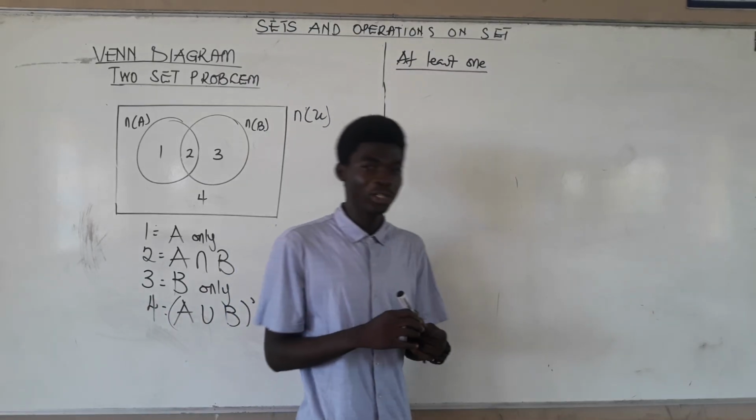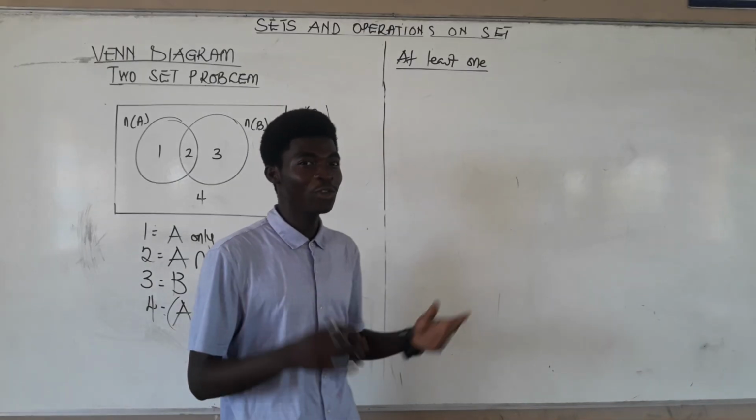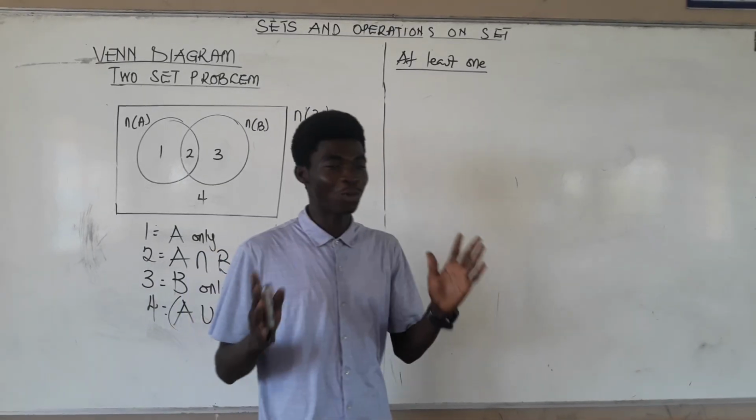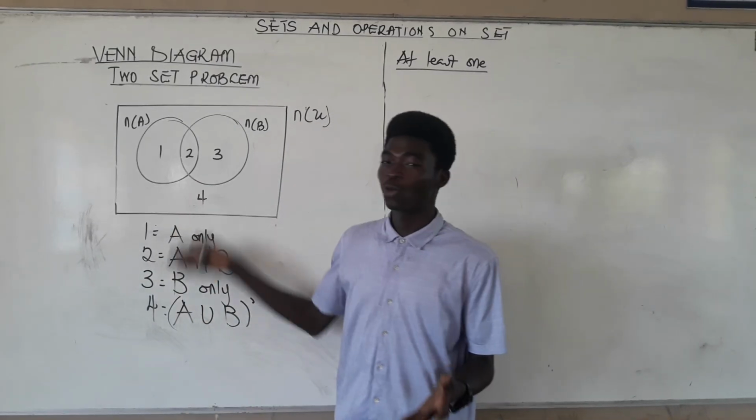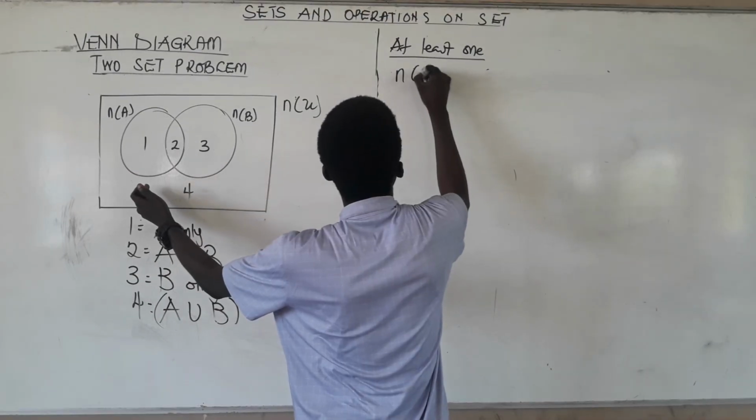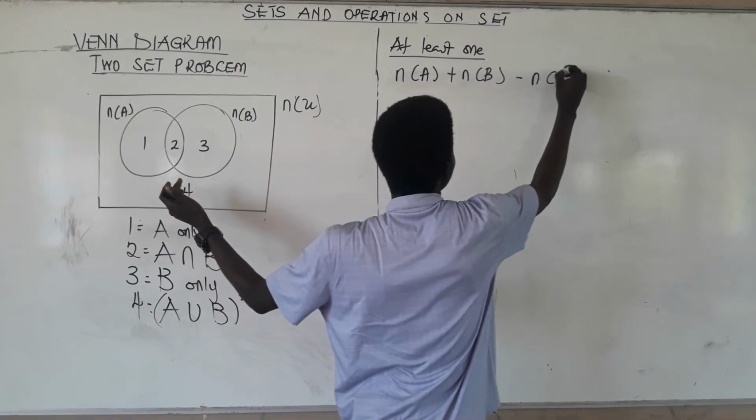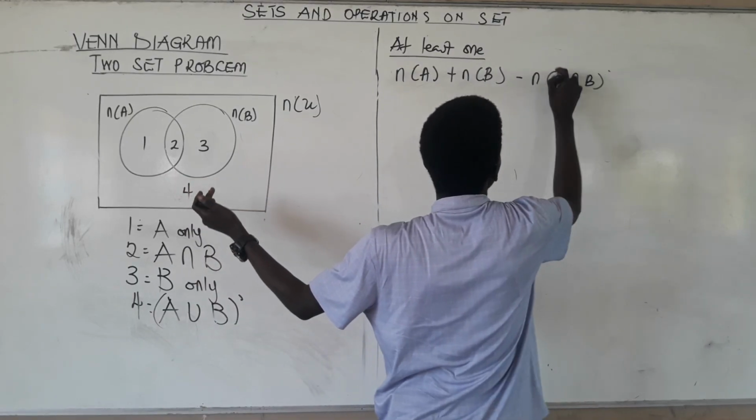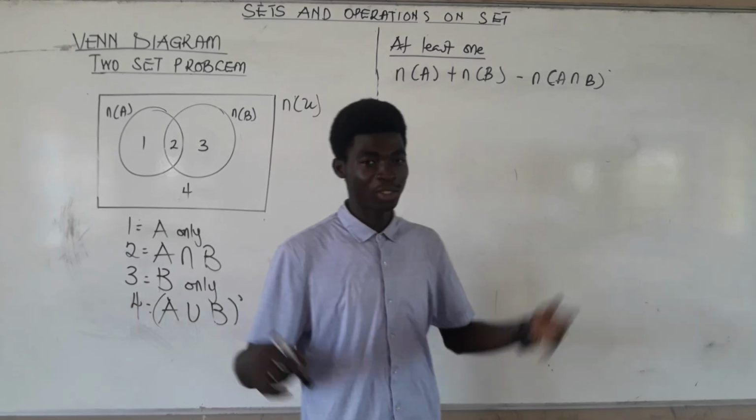please, we are still on a two-set problem. When you are solving a two-set problem and you've been asked to solve for at least one, in this diagram we have here, how do you go about it? We have the number of A plus the number of B minus the number of A intersection B. And that is the formula to solve for at least one.